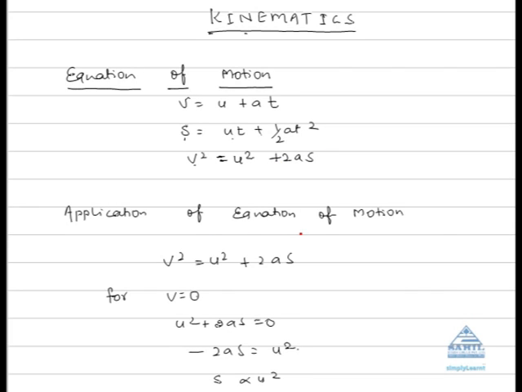Application of equations of motion. The equation is v² = u² + 2as. For v = 0, u² + 2as = 0. Now, this equation can be written as -2as = u². The negative sign indicates that the acceleration is negative, meaning it is a deceleration, and s is proportional to u².